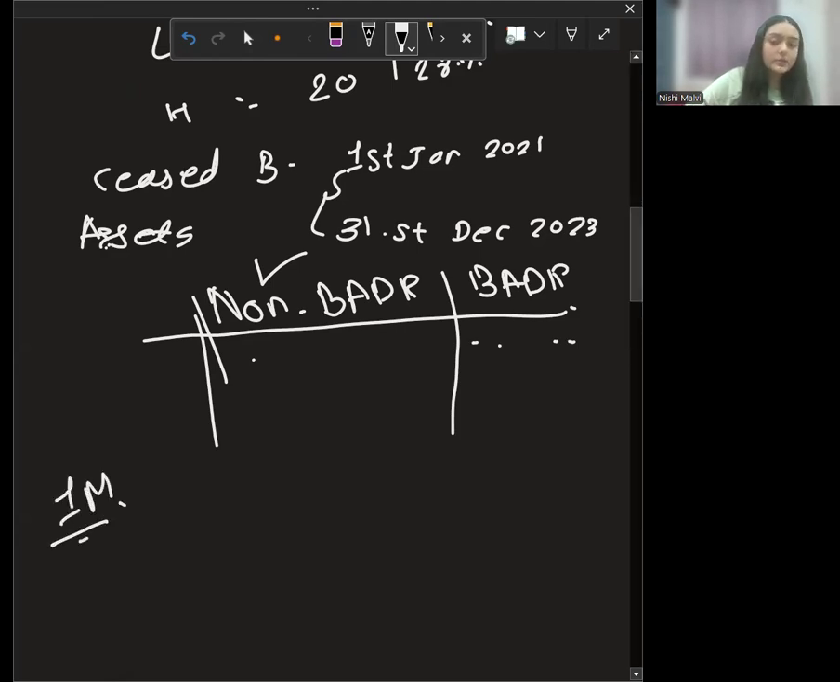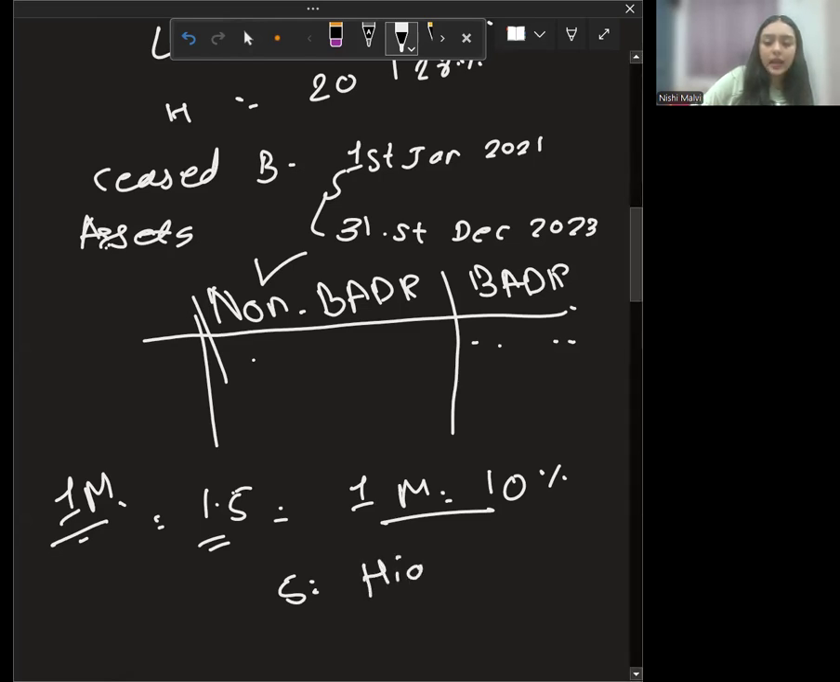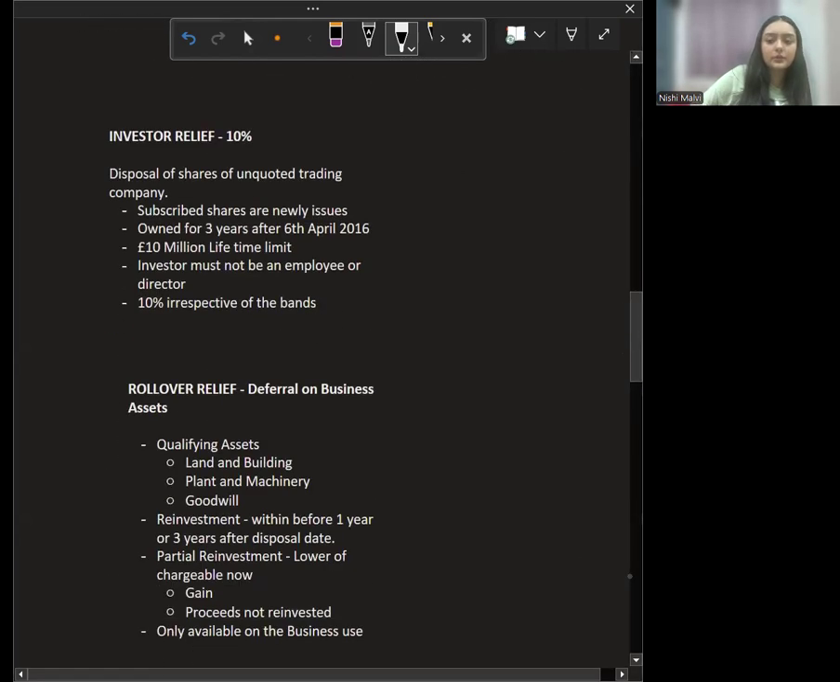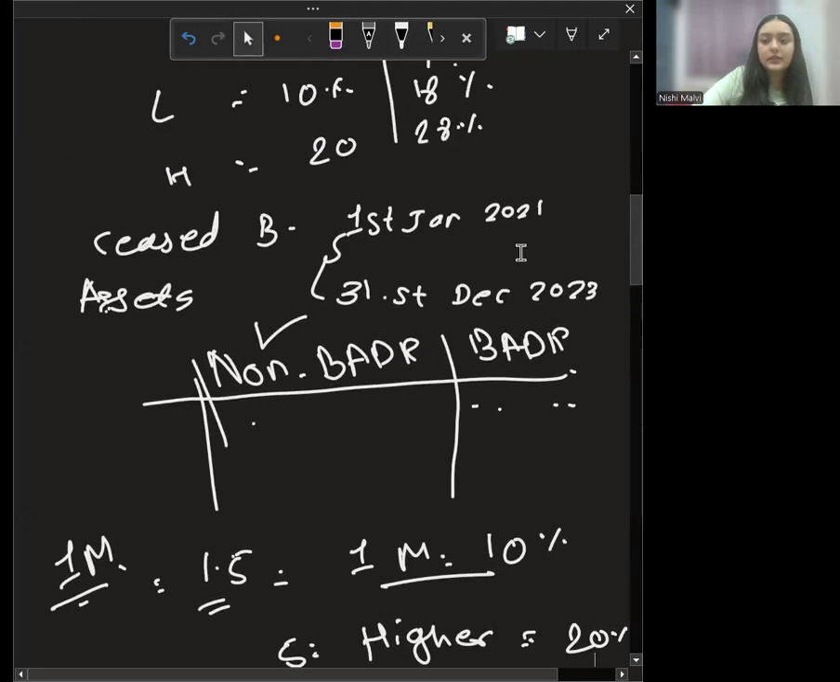So suppose a person has disposed of a property and has a gain of, suppose, 1.5 million, and 1 million is BADR gain. So on this, 10%. Now the remaining 0.5 million, depending upon the tax band, I consider it's higher. The reason I'm taking an assumption is that the person might have some other incomes as well, so taking it as a higher rate band. So this non-BADR gain will be taxable at 20%.